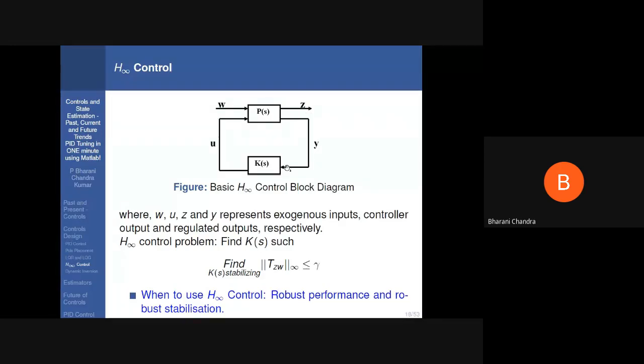And this is the measured output, from the sensor information, and this is the controller K. Whatever the output of this H infinity controller is, it is given to the plant. So this is the basic H infinity controller block diagram.